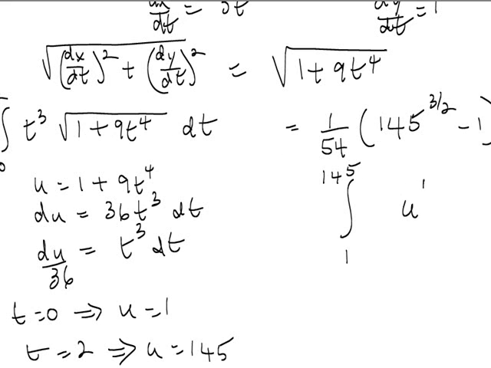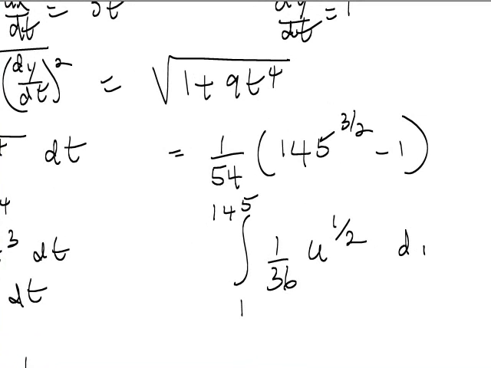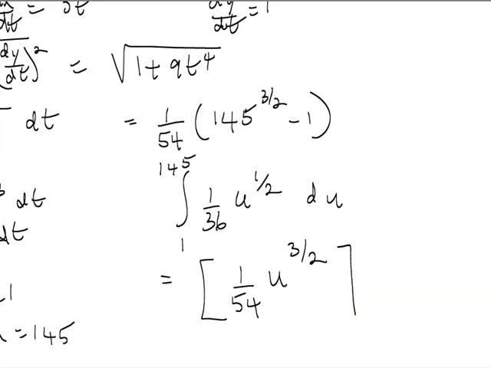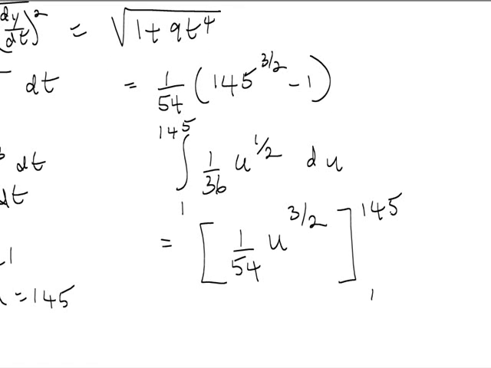This is u to the half. And this is 1 over 36 du. And then you get this thing. Okay? Let me just continue here. That's u to the 3 halves. When you multiply by 2 over 3, you get 1 over 54. So you see where the 1 over 54 comes in. Okay? Any questions on that?